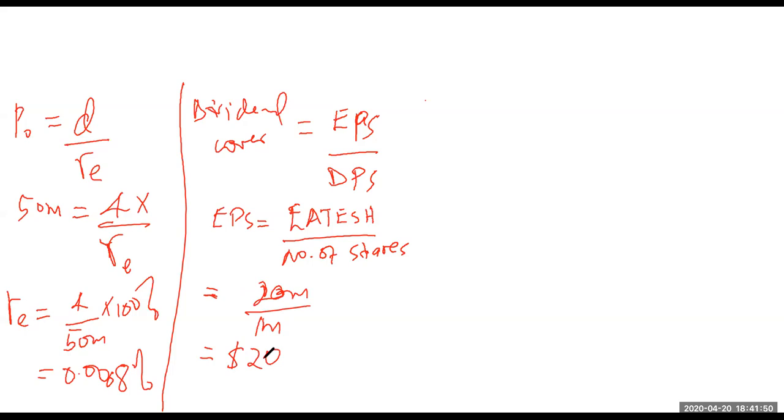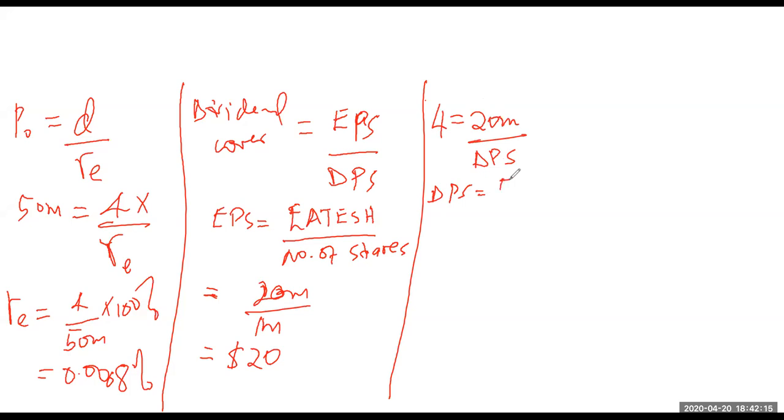Then coming back to the formula, you've been given the dividend cover is 4. So 4 is equal to 20 over X, where you're looking for the DPS. Then the DPS is 20 divided by 4. You get 5, so you get 5 for the dividend.